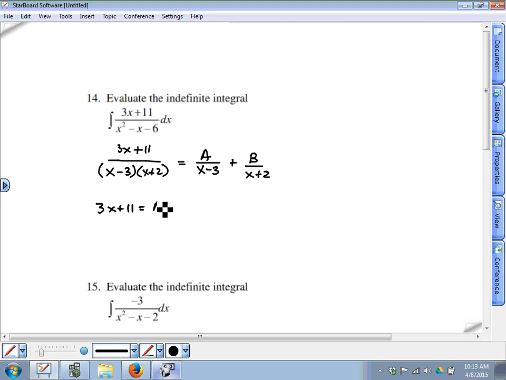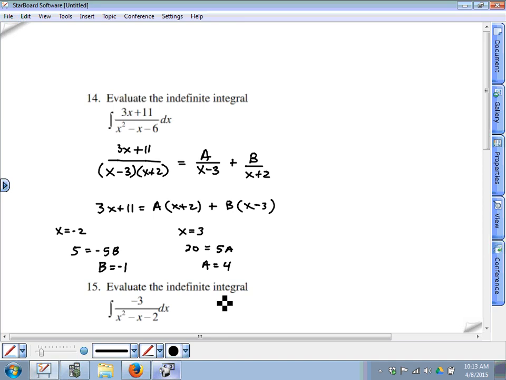And I have 3x plus 11 equals a times x plus 2 plus b times x minus 3. If we let x equal convenient values of -2 and +3, first go around with -2, you're going to have 5 equals -5b. Over here, you're going to have 20 equals 5a, so b is equal to -1, and a is equal to 4.